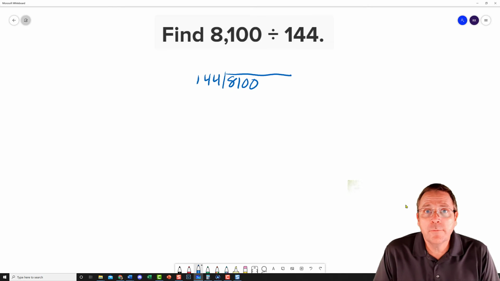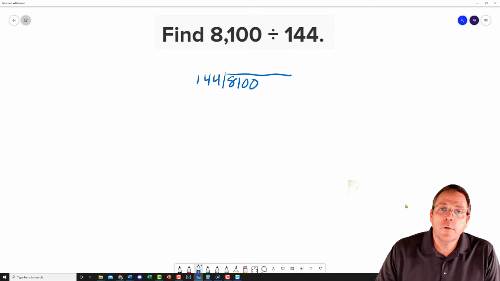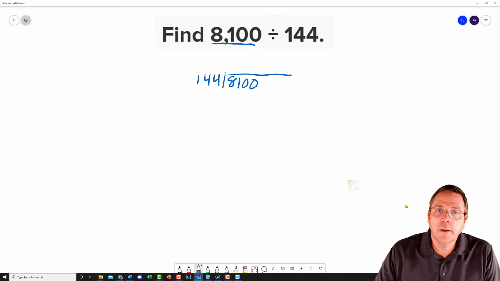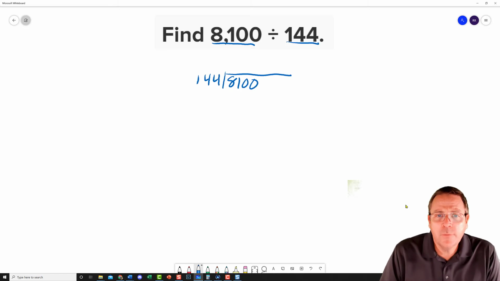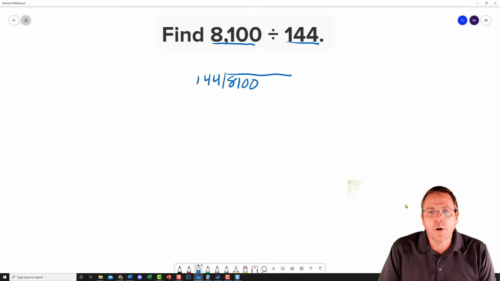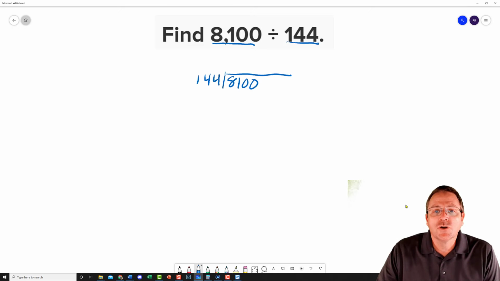So, did you get the right answer? Let's find out. First off, the first number goes in the house. 8100 here is the first number, that goes in the house. The 144 is the second number, it goes outside the house. Now, this one's a little bit different for how I'm going to work it. Instead of trying to break it down into single-digit numbers, I'm going to go into double-digit numbers. I'll show you what I mean.